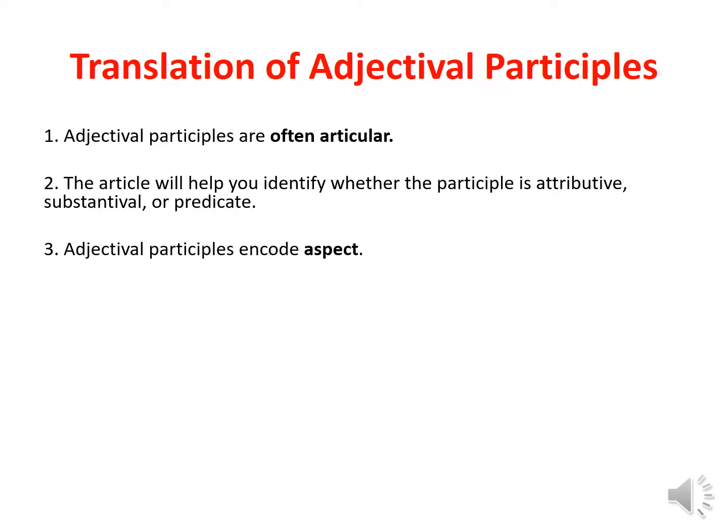Again, like adverbial participles, adjectival participles encode aspect. So it will be continuous aspect for a present participle, undefined aspect for an aorist participle, what we call stative aspect for a perfect participle.